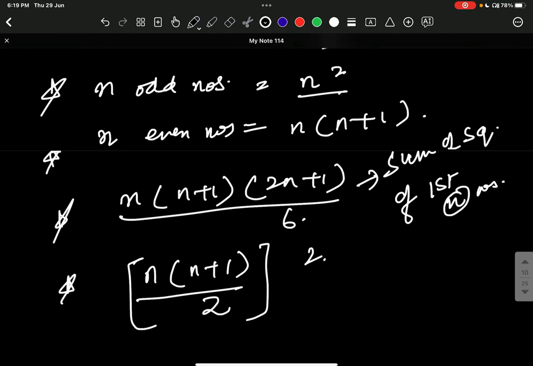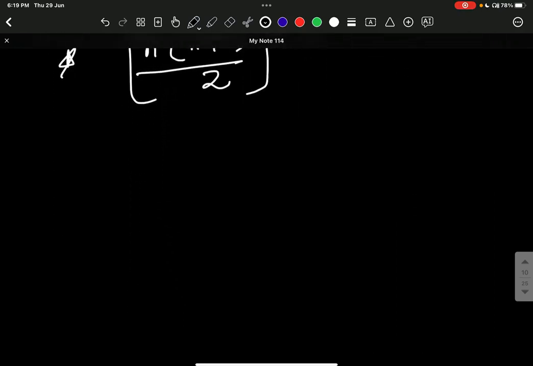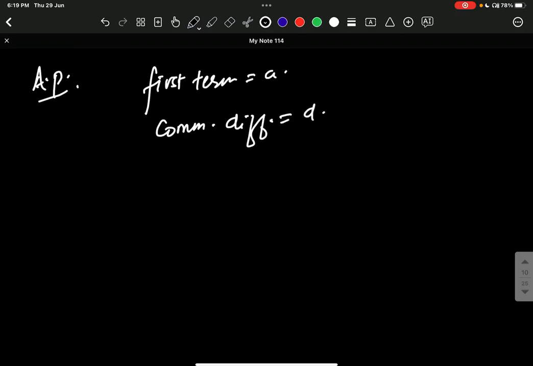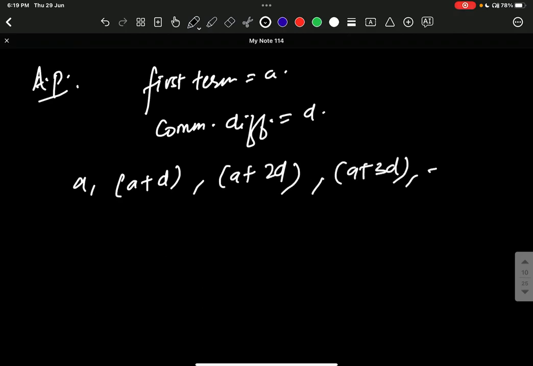I think it's clear. Over here only, let me just talk about a short topic of AP also. You know, AP is arithmetic progression. Here the first term is A, and here the common difference is D, and here the numbers could be easily set in this form: A plus D, A plus 2D, A plus 3D, and so on.